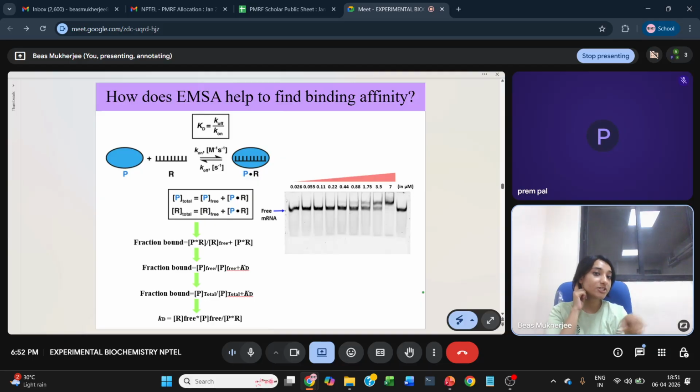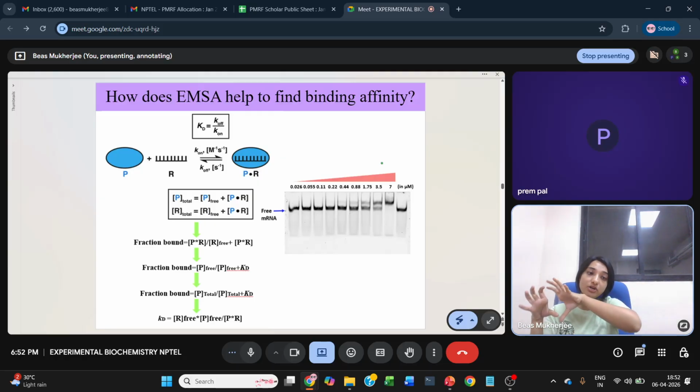So this is how the gel looks. There is free mRNA, and then if you look at this particular lane, you will see that there is this tiny shift, right? So why is that shift coming? That shift is coming because the protein is bound to RNA. It is getting retarded because the protein is heavier than RNA. So normal RNA runs faster.